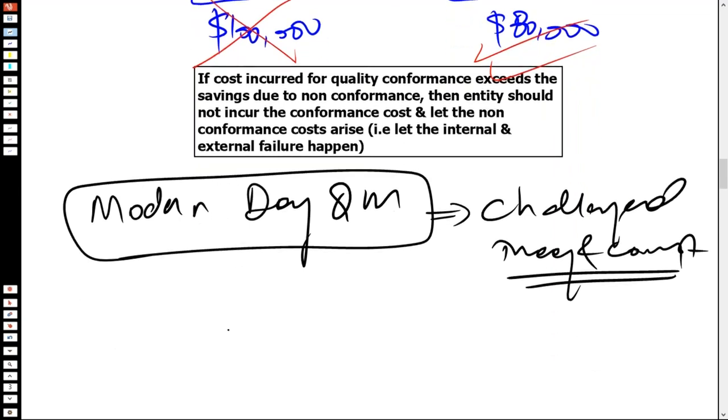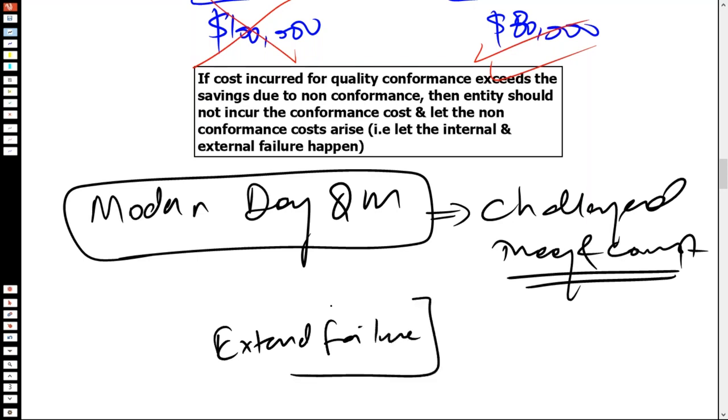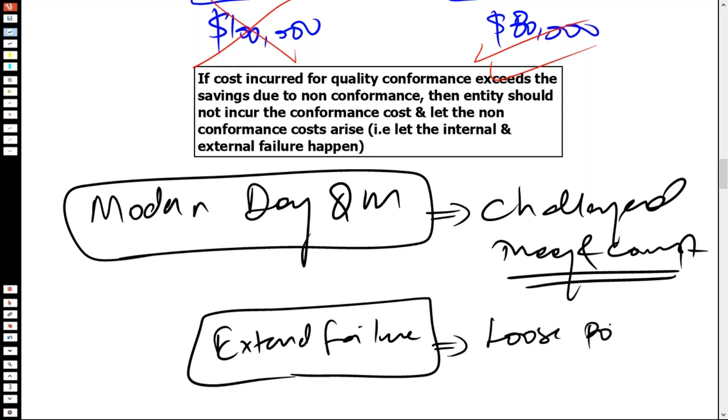Why? Because their viewpoint was that, look, if you have external failure, that is, if your customers are not happy, I repeat, if you have external failure, that means your customers are not happy, right? So if your customers are not happy, you would tend to lose so many potential customers.